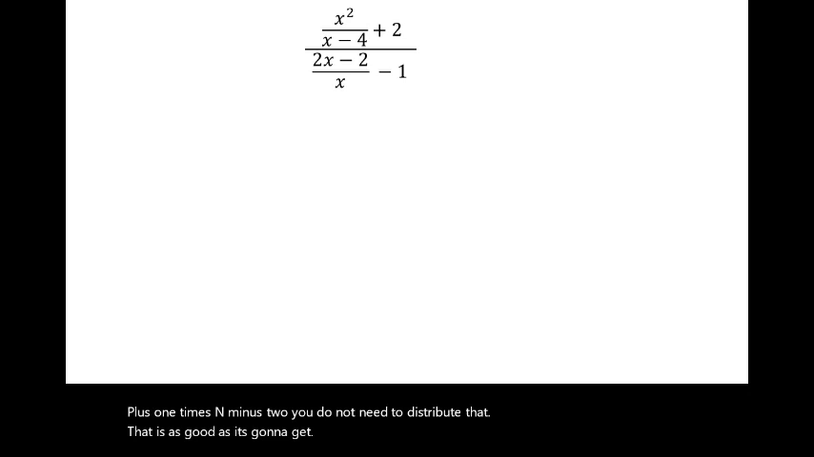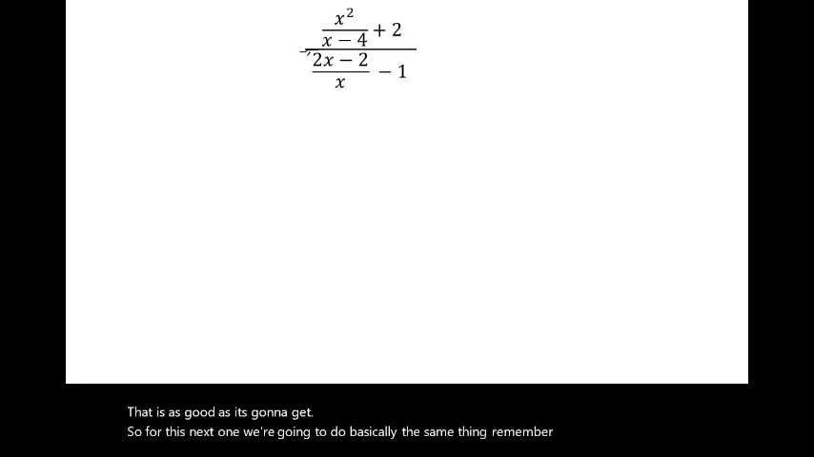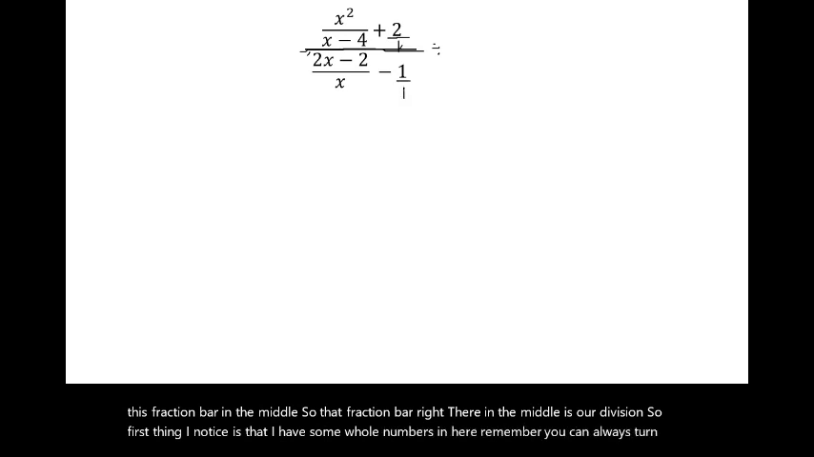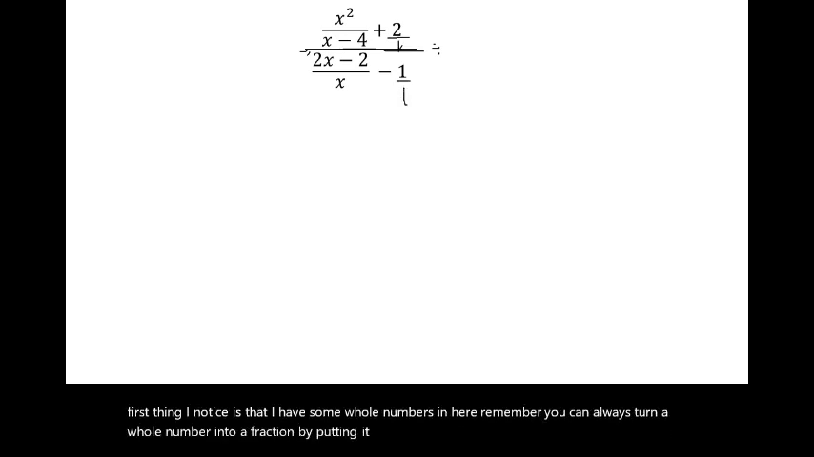So for this next one, we're going to do basically the same thing. Remember, the division here is this fraction bar in the middle. So first thing I notice is that I have some whole numbers in here. Remember, you can always turn a whole number into a fraction by putting it over 1. So I'm going to put the 2 over 1 to turn it into a fraction, and the 1 over 1 to turn it into a fraction.